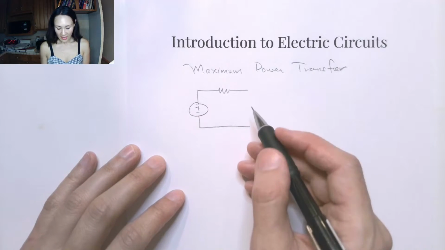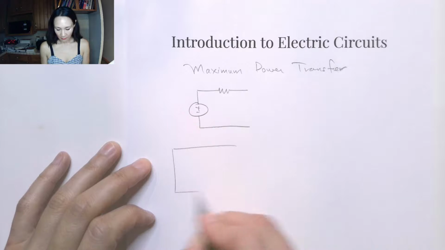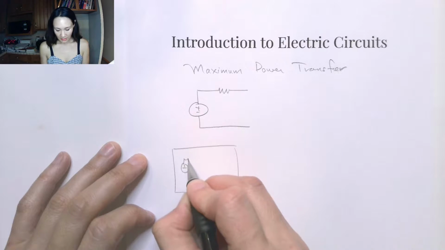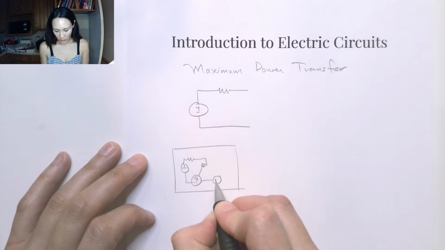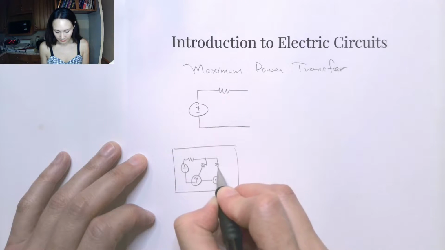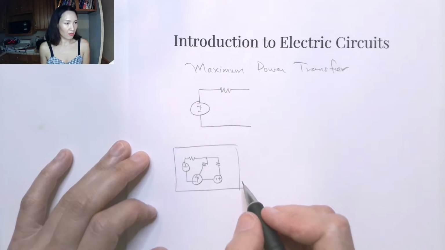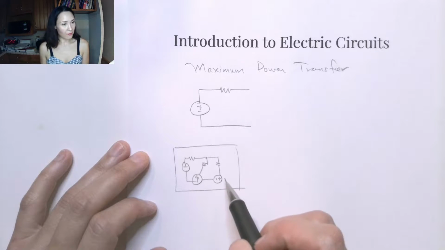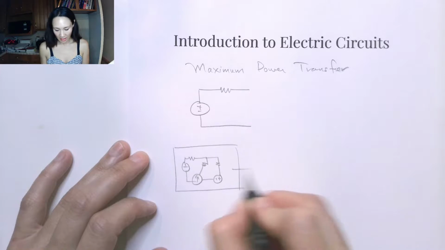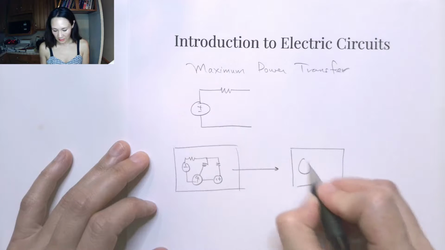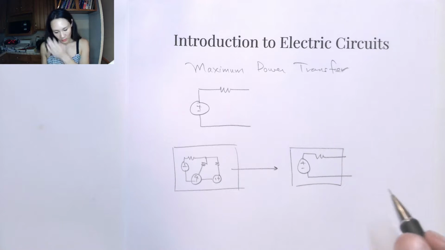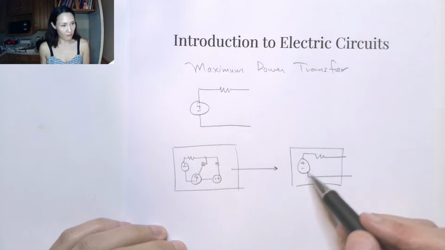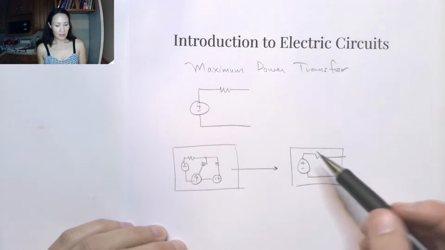So even if we have a black box that has a big complicated circuit with all sorts of resistors and current sources and voltage sources, and we have no idea what's inside of here, this is going to have some Thevenin equivalence. That means no matter what's inside of this black box, it's basically going to behave like this. We don't necessarily know what this R Thevenin and this V Thevenin are, but we can figure this out actually.